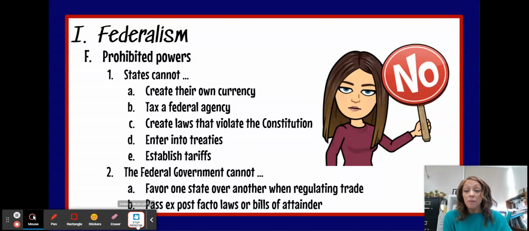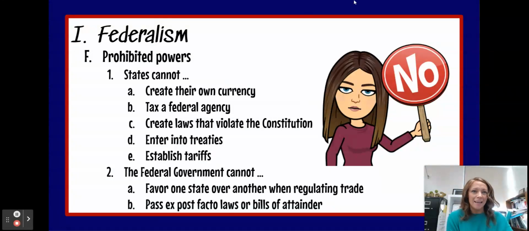So the federal government also has a few things that they cannot do. They cannot favor one state over another, so they can't play favorites when it comes to regulating trade or any other type of decision when it comes to the states. They also cannot pass ex post facto laws or bills of attainder.